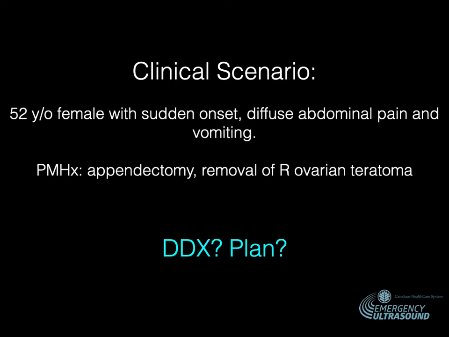She does have significant past medical history. She's had an appendectomy. She's had removal of a right ovarian teratoma. And so what's your differential diagnosis and what's your plan? So do you go ahead and just put in for a CT and wait for that? Do you get an acute abdominal series, or can you maybe use ultrasound as a screening tool?